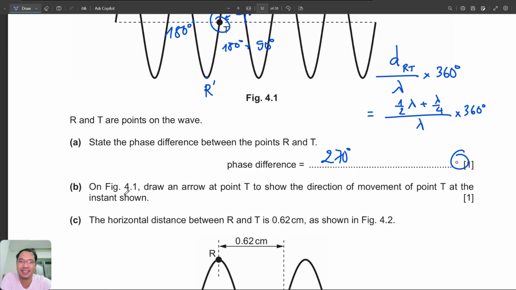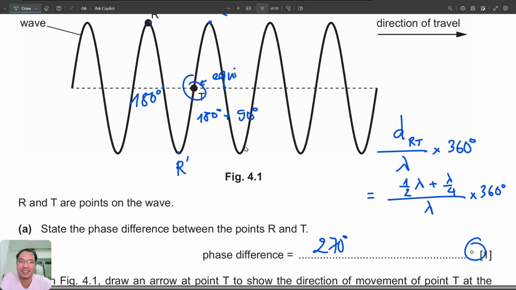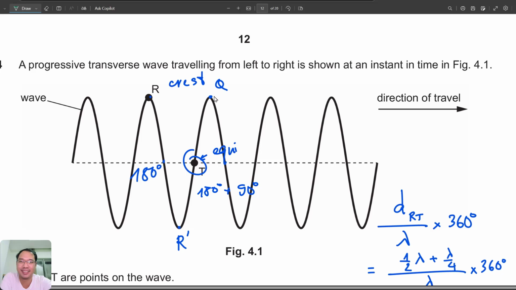Question B. On the figure, draw an arrow at the point T to show the direction of movement of the point T at the instant shown. The direction of movement. Okay, to answer this kind of question, you just need to draw a new wave. The wave travels to the right. So you draw another wave right below, like at a very small time interval later, like 0.1 second or something. The position of the new wave is like this.